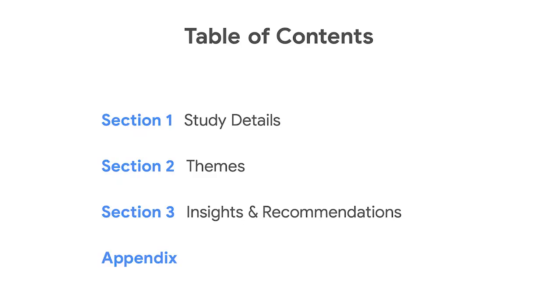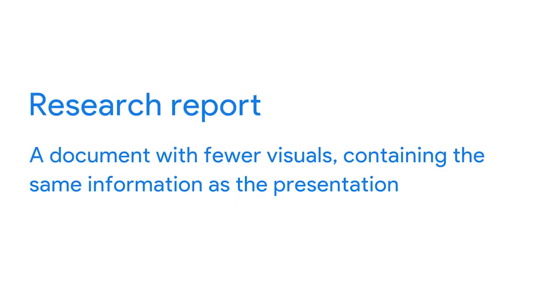Here's an example of how a UX research presentation might be built. The presentation consists of 15 to 20 slides broken up into 4 sections: study details, themes, insights and recommendations, and an appendix. Another format you can use to share your research insights is a research report. A research report is a document with fewer visuals containing the same information as the presentation. A research report can be made using tools like Google Docs, Microsoft Word, or Apple's Pages.